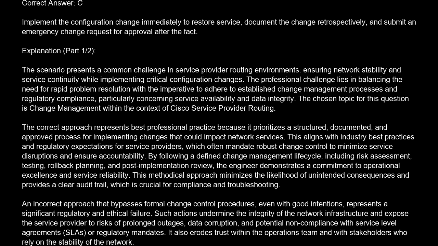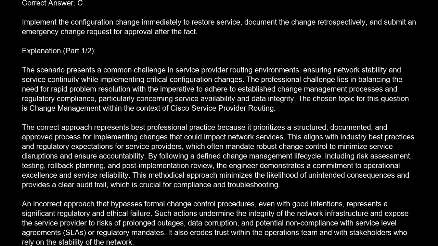The chosen topic for this question is change management within the context of Cisco service provider routing. The correct approach represents best professional practice because it prioritizes a structured, documented, and approved process for implementing changes that could impact network services. This aligns with industry best practices and regulatory expectations for service providers, which often mandate robust change control to minimize service disruptions and ensure accountability.